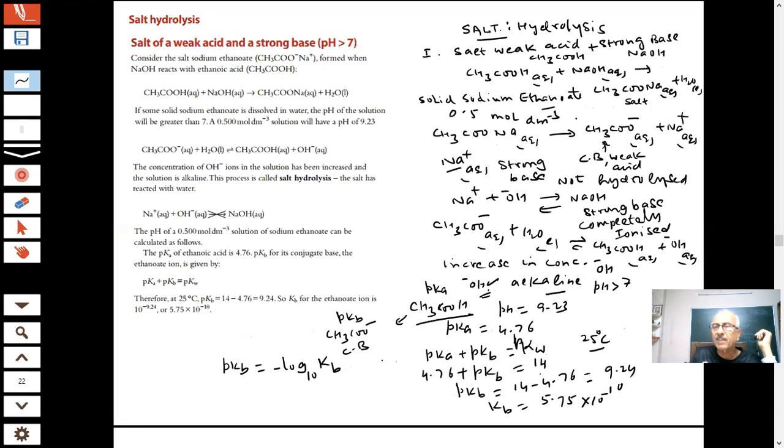pH is greater than 7 means what? Is the solution acidic or basic? It is greater than 7, so the solution is basic, alkaline. So you have seen that the conjugate base of the weak acid is hydrolyzed. For a strong base, no hydrolysis takes place.